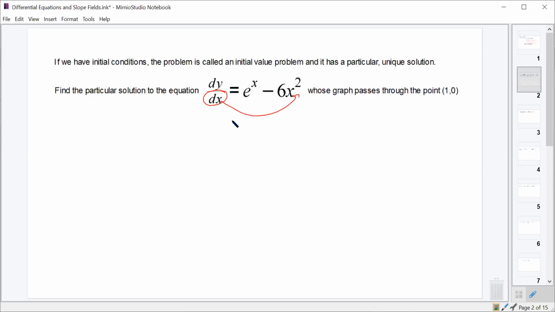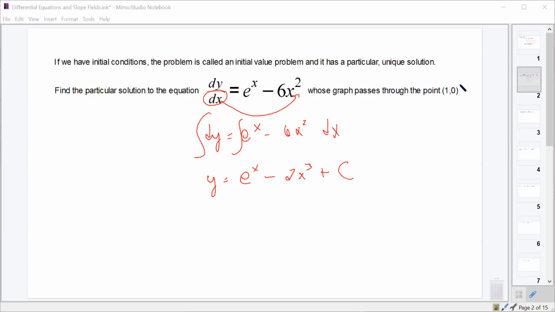We're going to bring the dx over. We're going to say dy equals e to the x minus 6x squared dx. We're going to integrate, and we get y equals, what's the integral of e to the x? E to the x. And what's the integral of minus 6x squared? Minus 2x cubed, plus some constant.